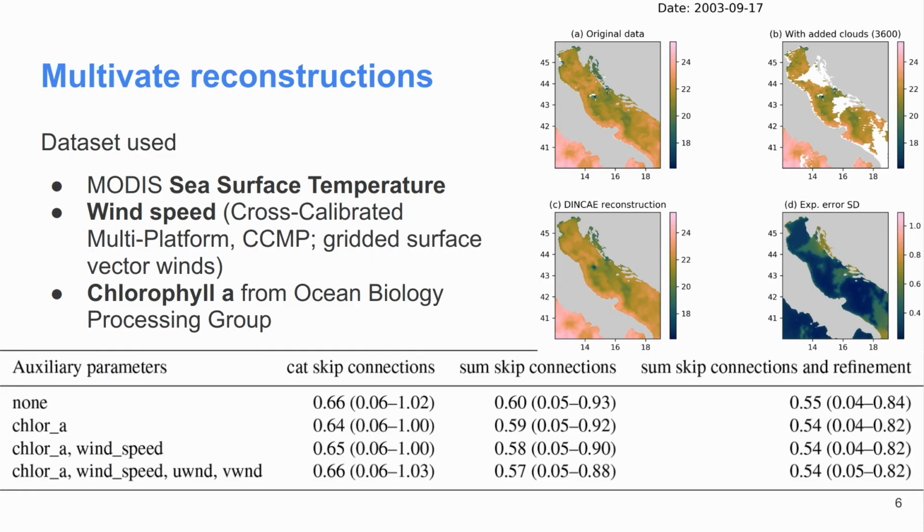And so we applied this to sea surface temperature. Here, this is a case from the Adriatic, also Mediterranean Sea. And it's quite easy to include other parameters that we know are useful. Anas, you have a question?